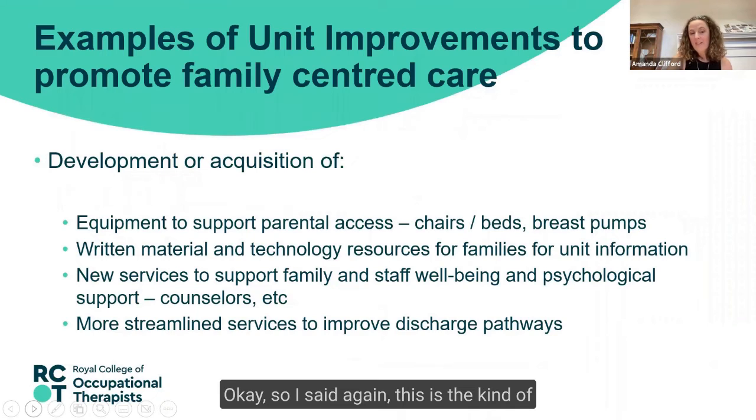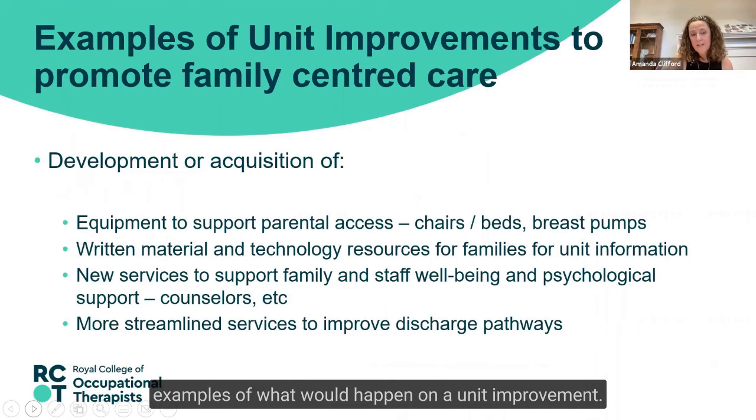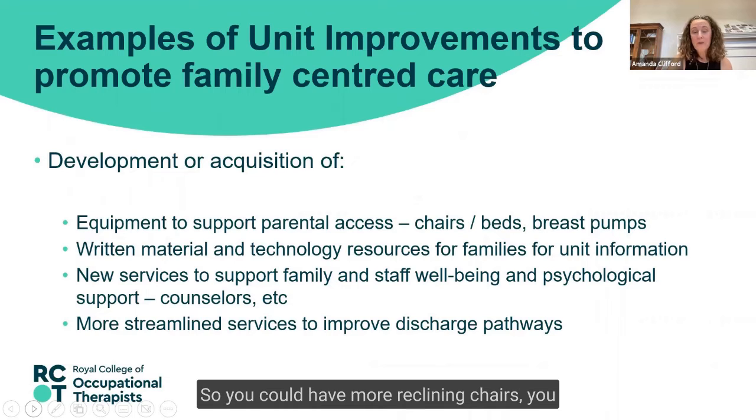So I said again, this is the kind of examples of what would happen on a unit improvement. So it might be equipment to support parental access. So you could have more reclining chairs, you could have breast pumps, you could have beds available, you could have a feeding room. You might be looking at more written material and technology for families. We might be looking at things like new services, and that might be having counsellors on site or psychological support. It might be things like we talked about before, having some wellbeing activities that are available. And then we've got more streamlined services. So there's a number of projects that have come out of that from different hospitals.